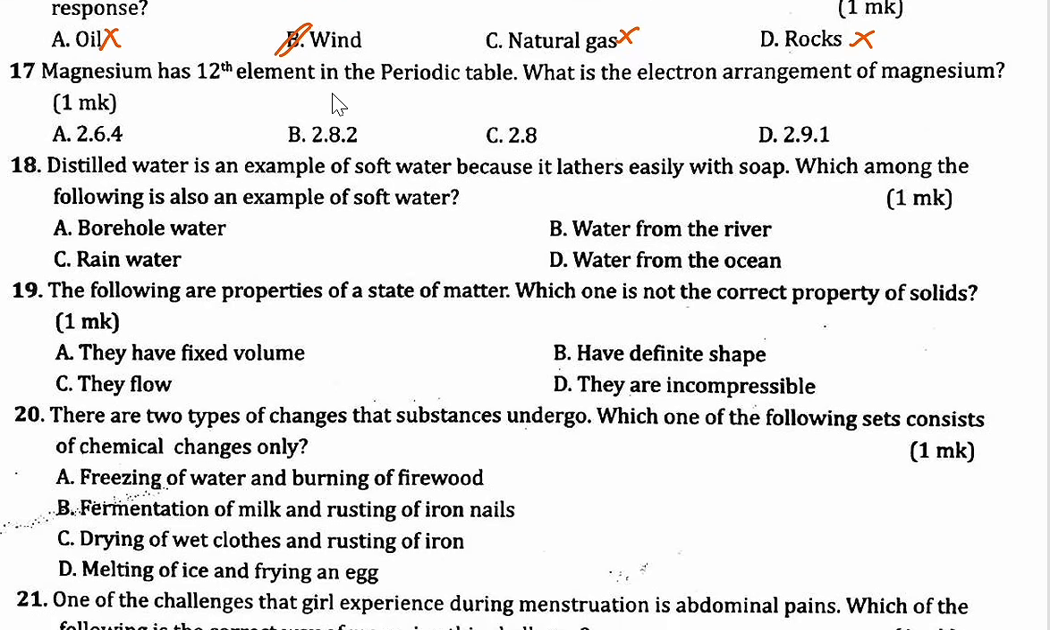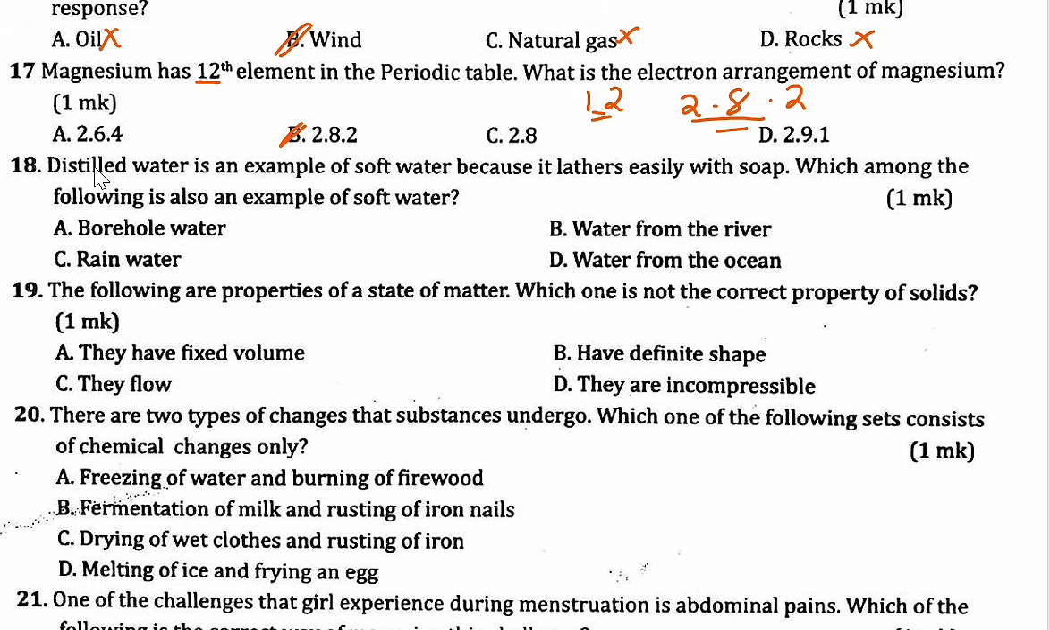Magnesium is the 12th element. What is the electron arrangement of magnesium? Its atomic number is 12. So when you are writing the electron configuration for 12, remember you start with the first energy level, which takes a maximum of 2 electrons. Then you go to the next one, which carries 8. 8 plus 2 is 10, and the total is 12, so we are remaining with 2. Therefore, the electron arrangement is 2, 8, 2. Therefore, the answer is B.